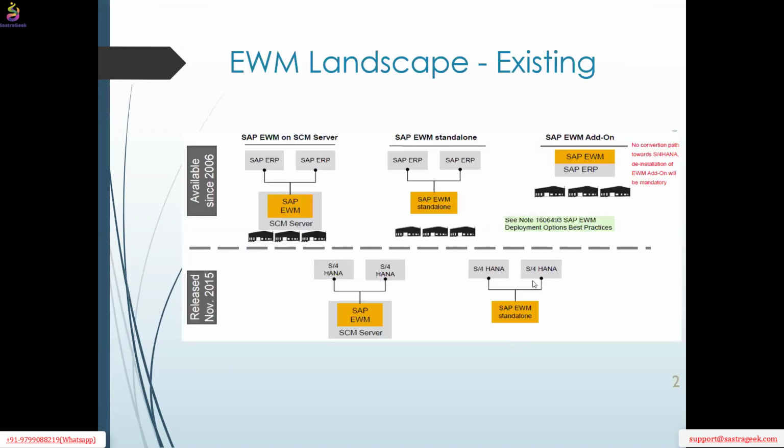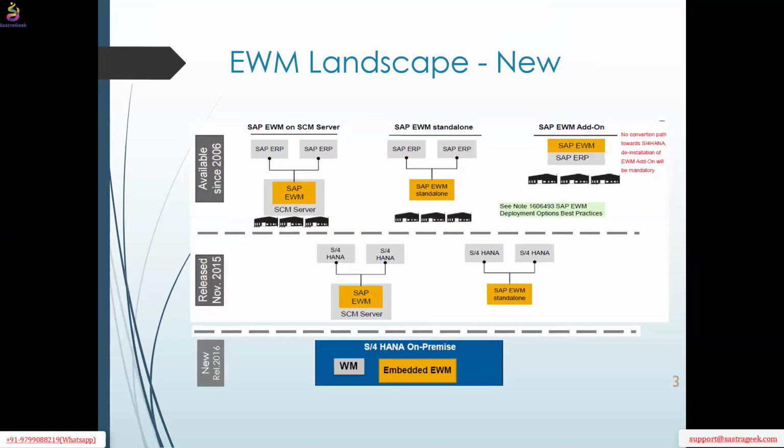So this current landscape, whatever we see here, we have in two different landscapes in the current world: one in the decentralized landscape, the other in the S4 embedded landscape. These are the two available versions that we can propose to any customer when we are implementing a warehousing solution for your client.